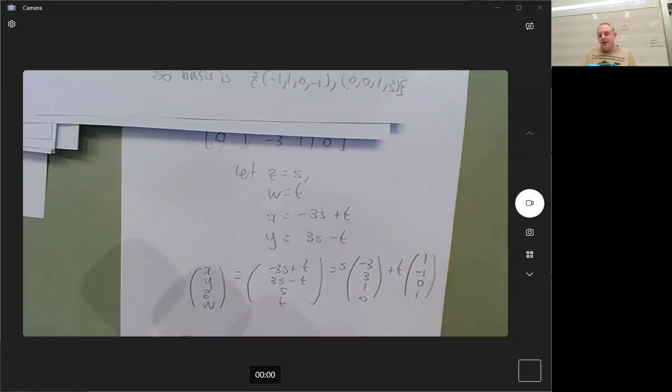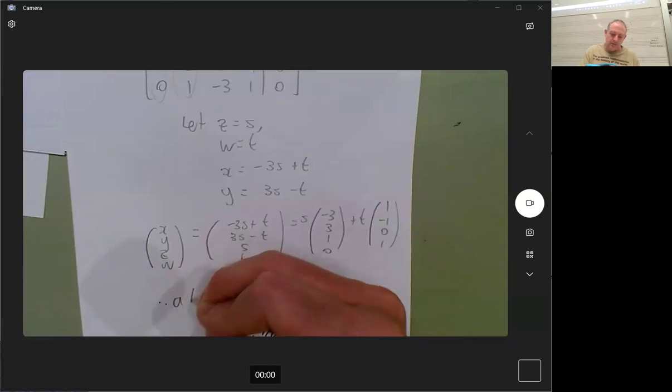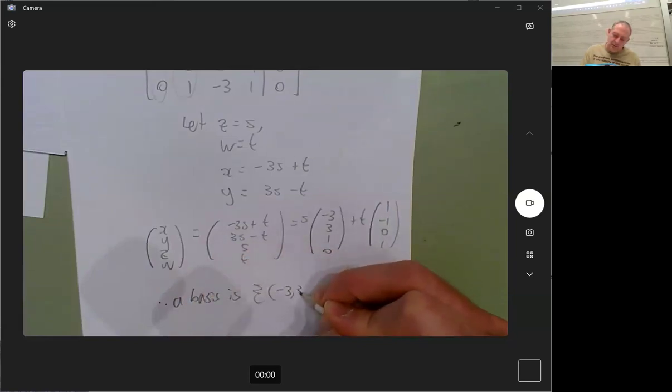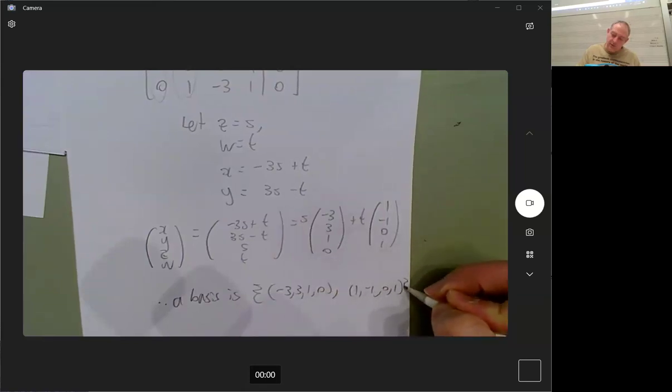And that little identity matrix bit, when you do traditional reduced row echelon form, it tends to fall at the bottom of the vectors and be a little easier to see. And so therefore a basis is minus 3, 3, 1, 0, and 1, minus 1, 0, 1.